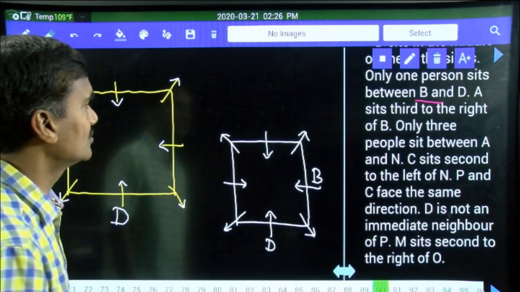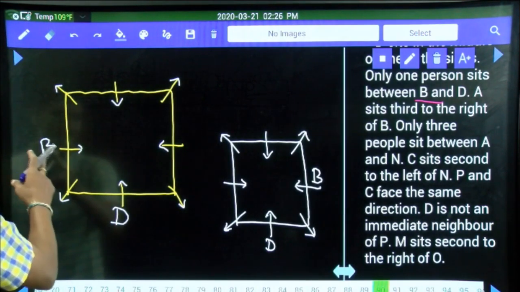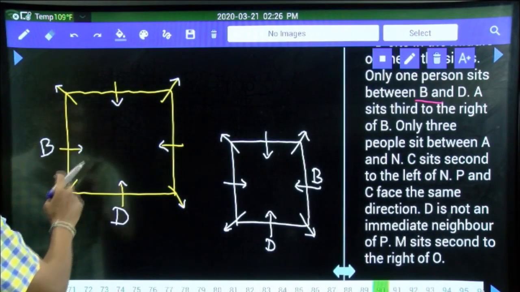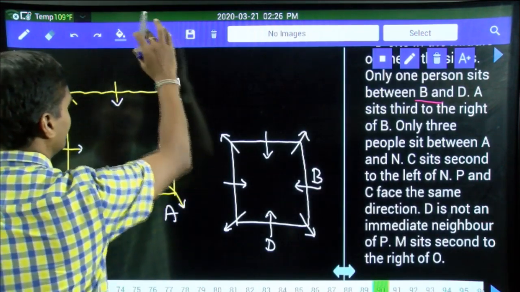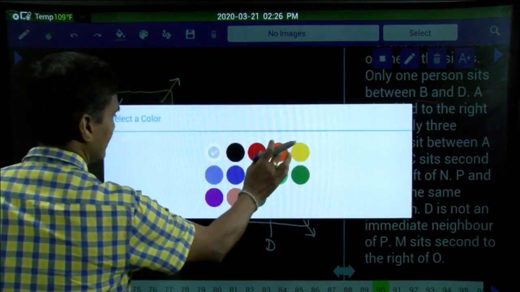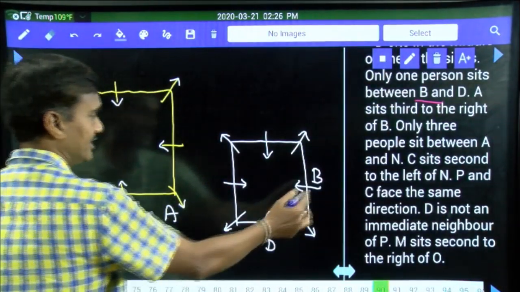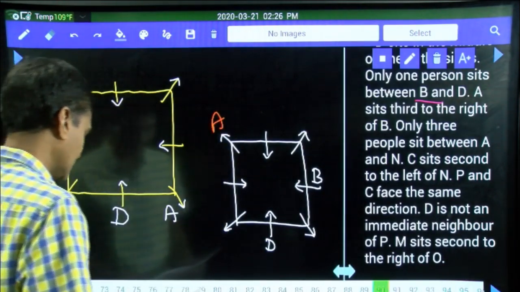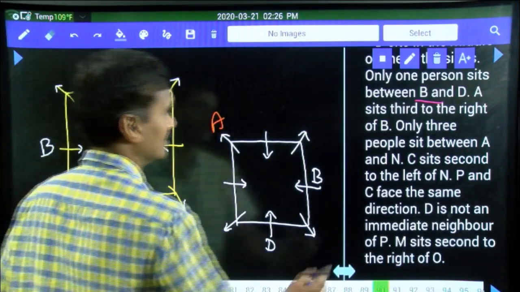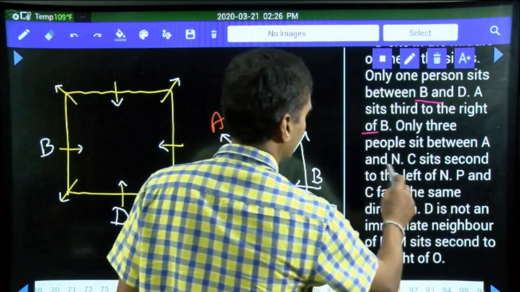A sits third to the right of B. A is third to the right, B is facing the center. 1 2 3, A is here. A sits third to the right of B. And similarly here, A is seated third to the right of B, who is facing the center. 1 2 3, A is here. Next one, only 3 people between A and N.